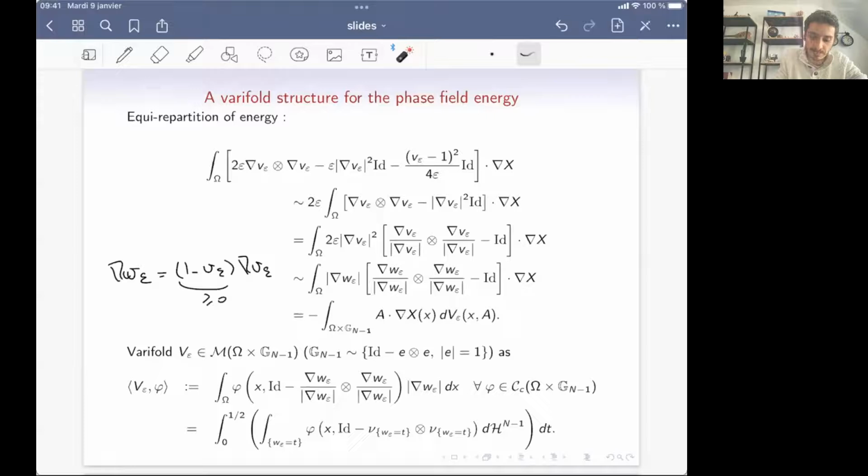So I define a measure, a varifold V epsilon, by its action on a test function on the product space like that. So I integrate my test function where I put as argument X for the position, and here I put the projection matrix, this matrix, which is here with a minus sign. So identity minus grad V epsilon renormalized tensorial product with itself, and integrated with respect to this measure.